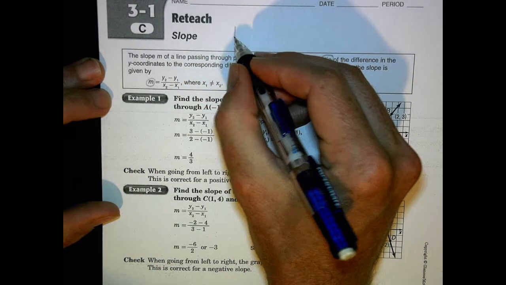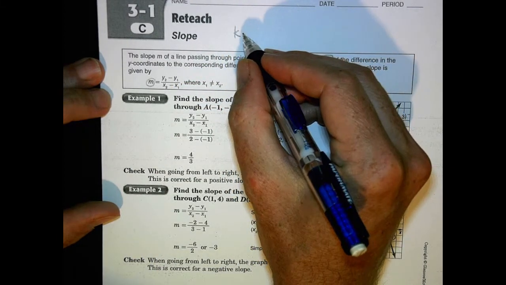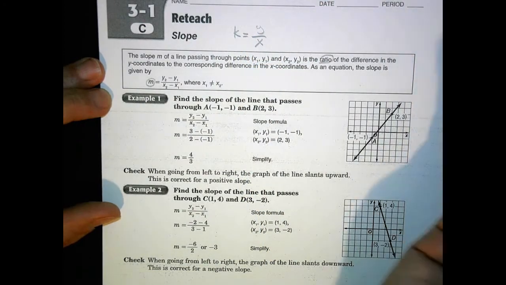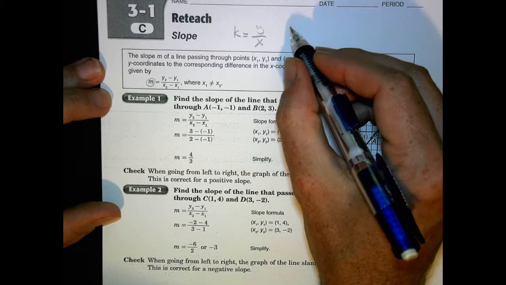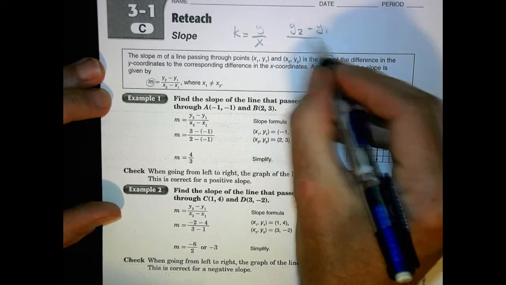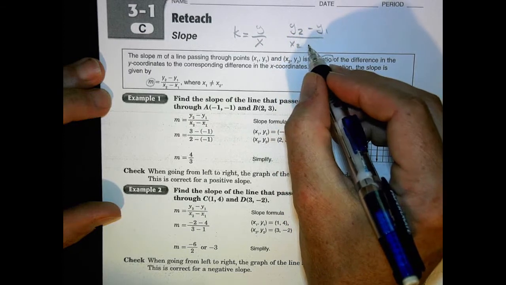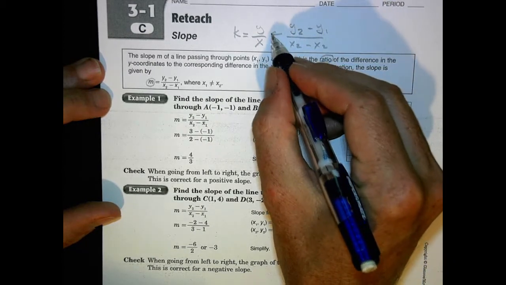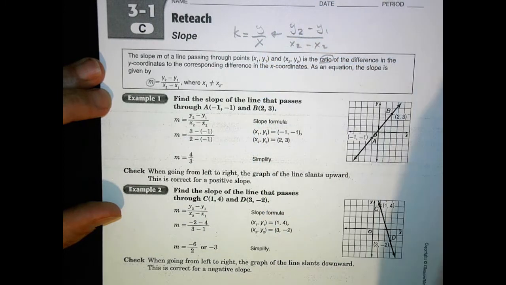So if you think before, we talked about a constant rate of change being equal to y over x. So what a slope is going to tell us is that if we take two values, a y2 minus a y1, and we divide it by the two x values, we should end up with our constant rate of change or our slope all being equal.